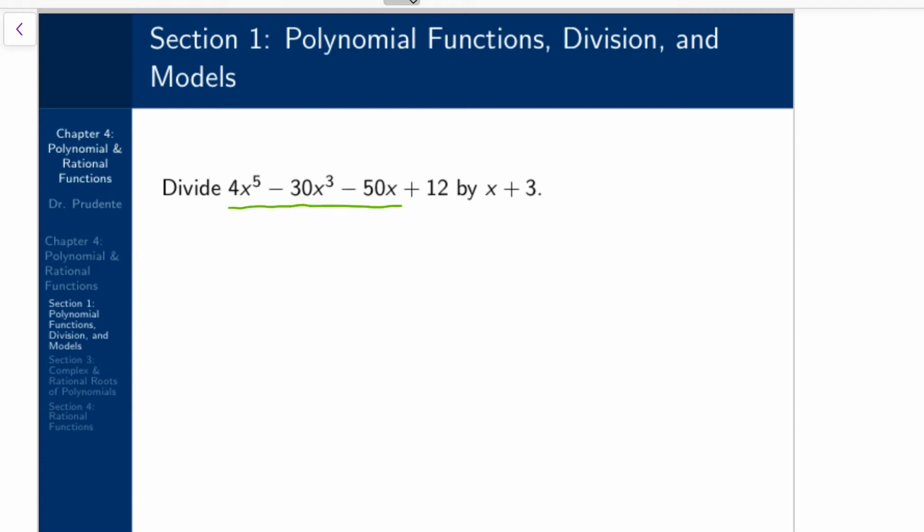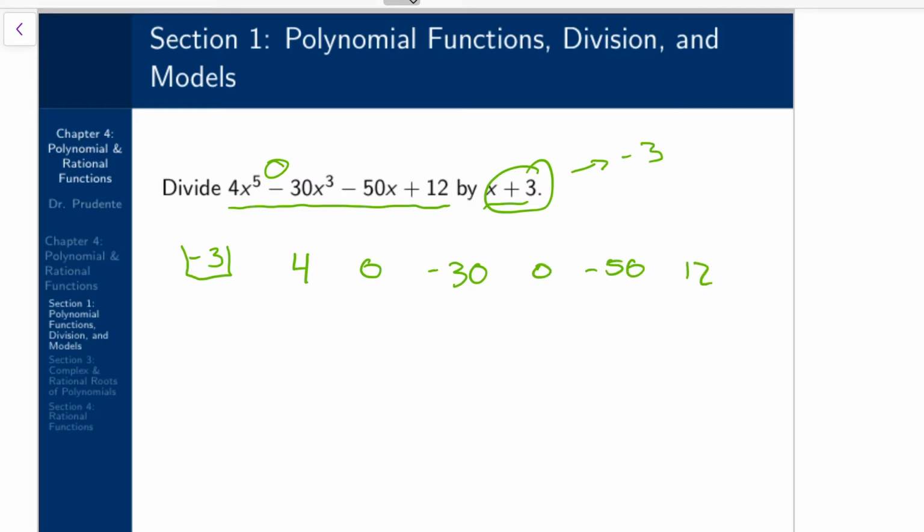So I want to divide this polynomial by x plus 3. And remember what we said, when I have this x plus 3, the number I really want to think about is negative 3. So the way we set this up is we're going to take negative 3 and put it in a little box. And then we're going to list the coefficients of our polynomial. So 4. There is no x to the 4th term, so that's going to be 0. The x to the 3rd piece is negative 30. There is no x squared. Negative 50 for the x, and 12. What we're going to do is put a line with a little bit of space.